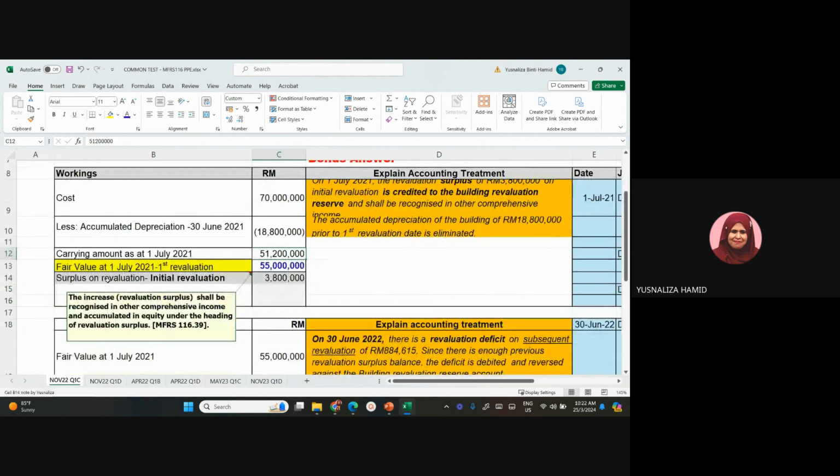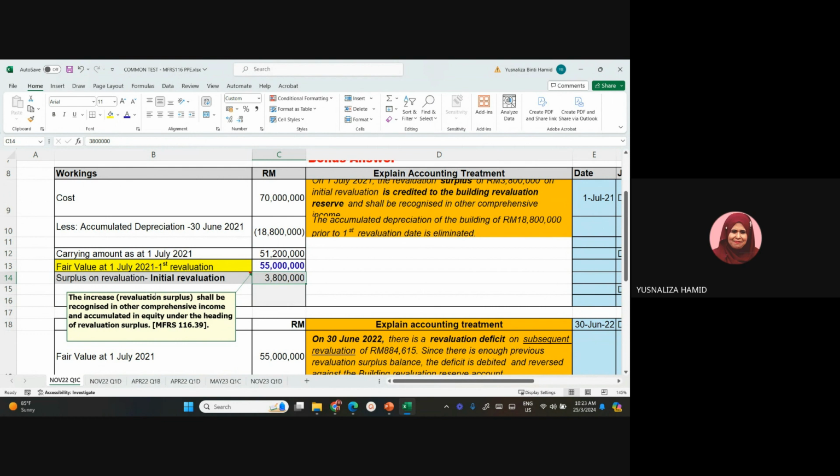Therefore, on the first revaluation, you can see the fair value exceeds the carrying amount. So you have 3.8 million. That 3.8 million is what you call the initial revaluation or first revaluation. And under MFRS 116 paragraph 39, the revaluation surplus, or the increase, shall be recognized in other comprehensive income and accumulated in equity.